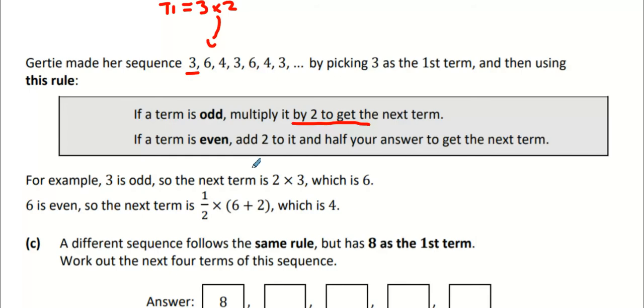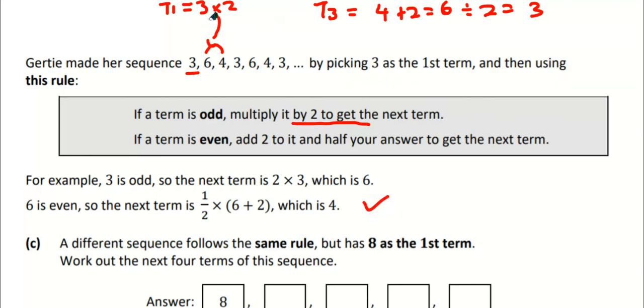Excellent. If a term is even, so for example T2 is 6, what we do is we add 2 to it to get 8, we divide it in half and we get 4. So that works for 6 onto 4, that works perfectly. What about T3? Well, T3 is an even number, which is 4. And then we're going to add 2 to it to get 6. And then we're going to divide it by 2 to get the next term, which is 3. So it works so far.